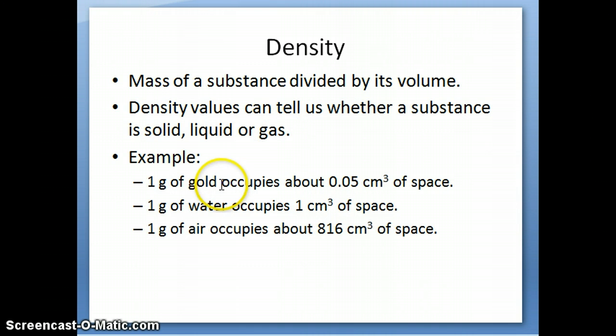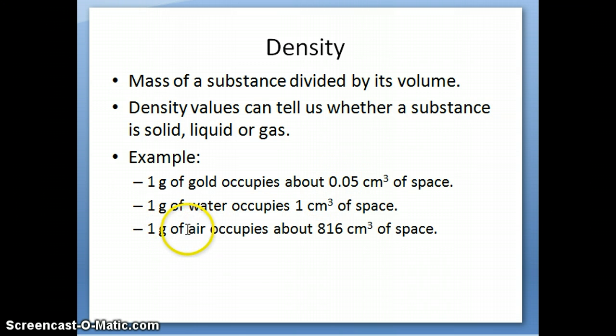For example, consider the following 3 different substances, all with a mass of 1 gram. If you have 1 gram of gold, it will occupy about 0.05 cubic centimeter of space. In other words, its volume is about 0.05 cubic centimeter. If you have 1 gram of water, because of the density, it will occupy about 1 cubic centimeter of space. In other words, the water will occupy about 20 times the amount of space that the gold will occupy.